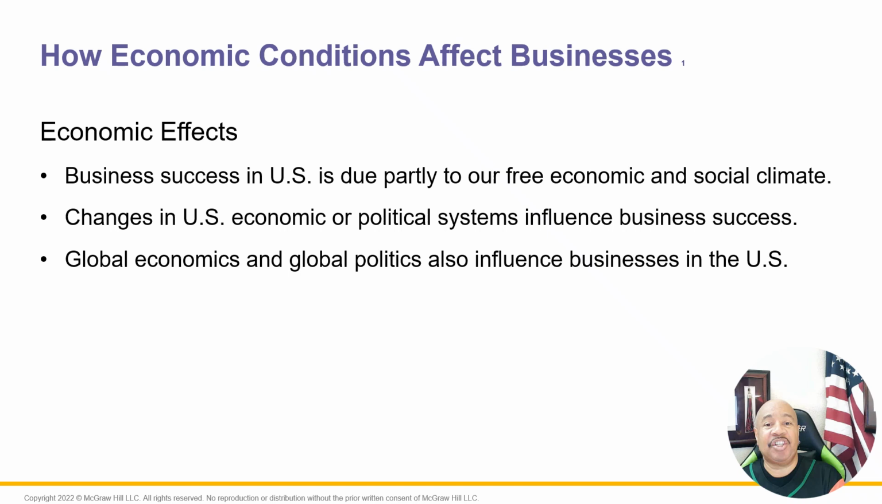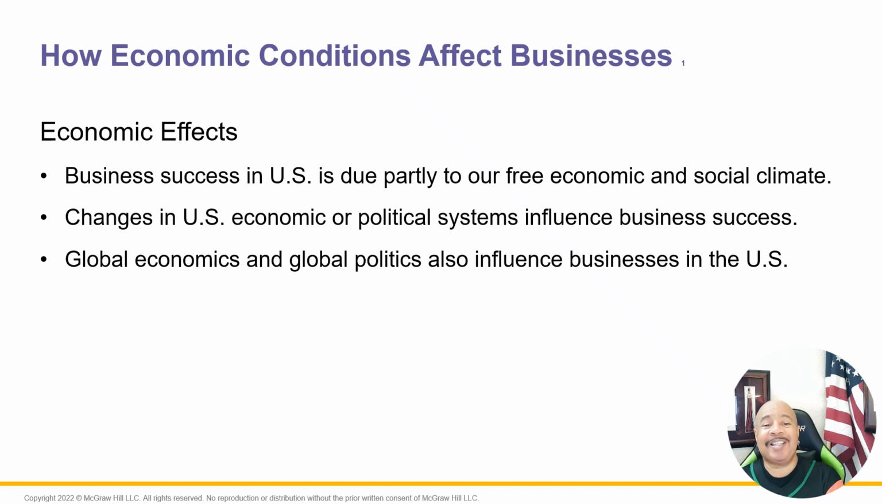So how economic conditions affect business. Business success in the United States is due partly to our free economic and social climate. And what does that mean? Free economic and social climate means we try to do business globally. We don't have a closed system. Years upon years ago, Cuba was closed for trading. We had a trading embargo. They were a very unique country, so to speak. Now we have open trade with them, and they are a thriving country.